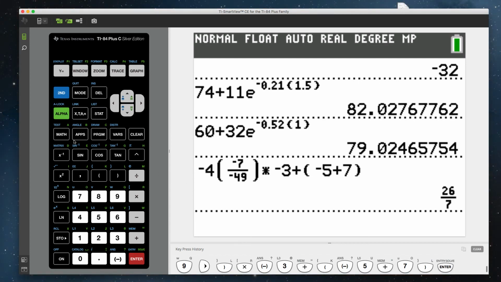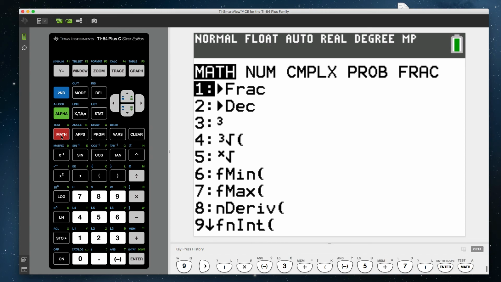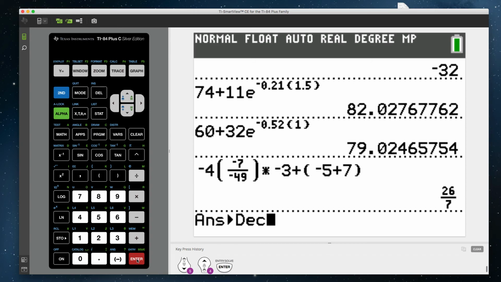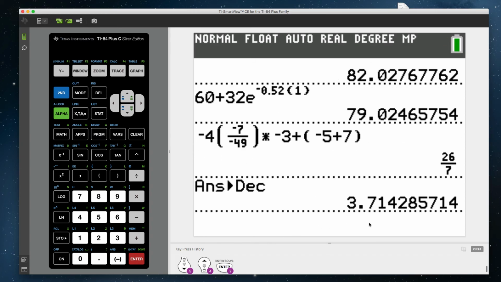And let's see if we can change that into a decimal by pressing the math button. And you can use the arrow keys to get down to 2, 3, or whatever. But we're going to go back up to 2. We're going to change this into a decimal. So we selected 2. We're going to hit enter, and then we're going to hit enter again to change that into a decimal. And it works for us. 3.7142857114 is your decimal. And you can round that thing up however you like it, Jim.